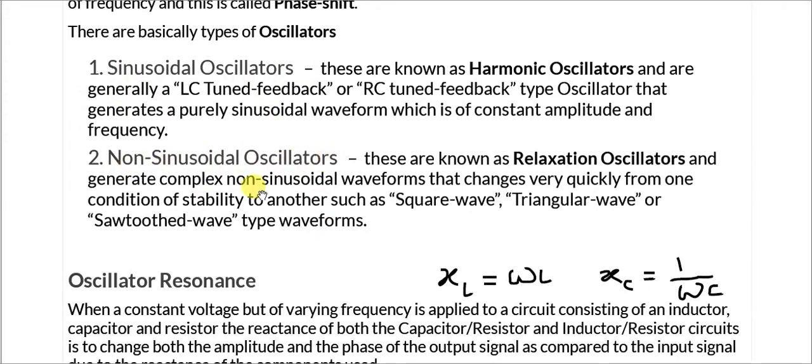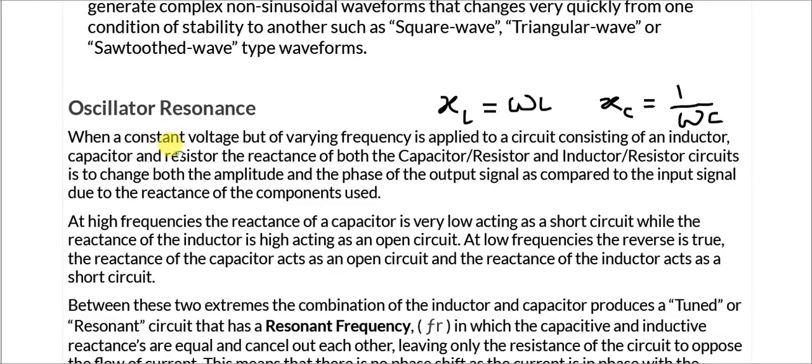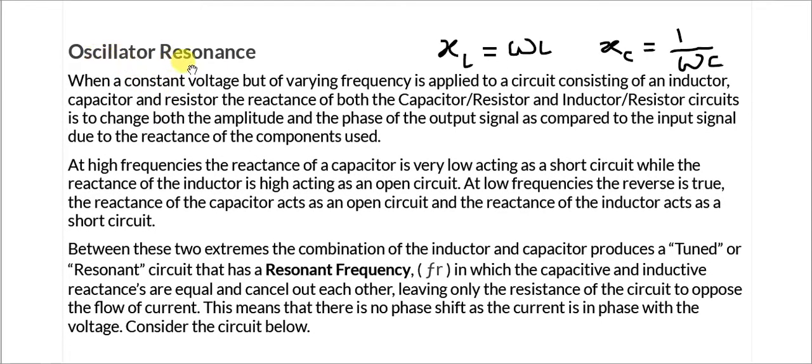Now let's see how the oscillator resonance phenomenon depends upon various factors. When a constant voltage but of varying frequency is applied to a circuit consisting of an inductor, capacitor, and a resistor, the reactance of the capacitor and inductor changes both the amplitude and the phase of the output signal as compared to the input signal, due to the reactance of the components used. Reactances are given as inductive reactance XL equal to omega L, and XC equal to 1 over omega C.